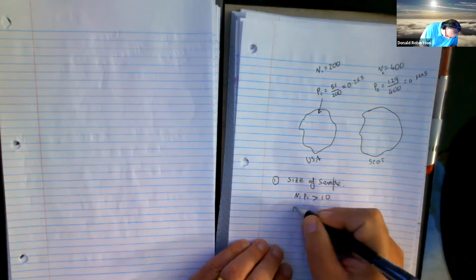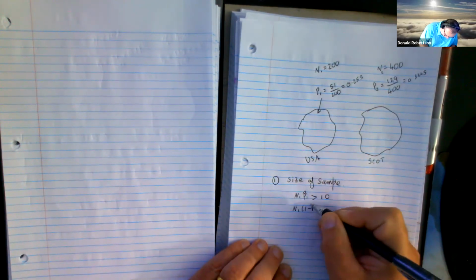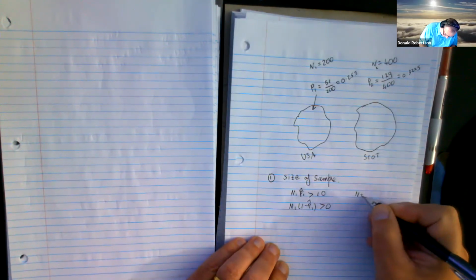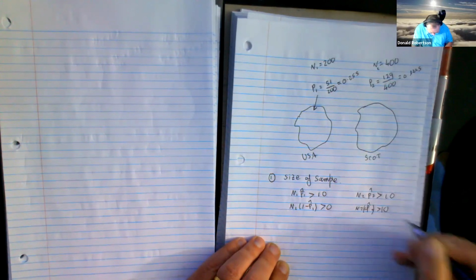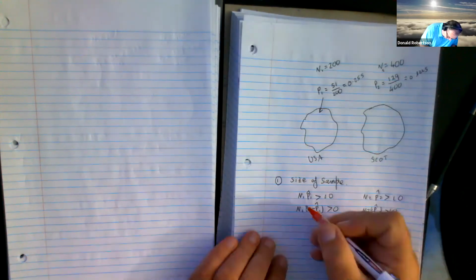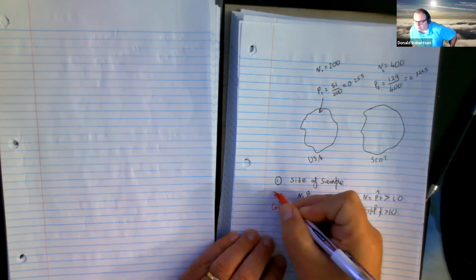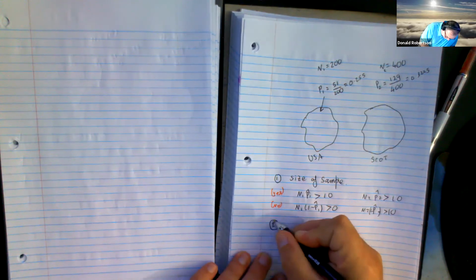Well, n1 p1 hat has to be greater than 10, n1 times (1 minus p1 hat) also has to be greater than 10, and the same holds for the second group. Essentially, what this means is that the people who said yes and the people who said no, there has to be at least 10 people in each group. So if you have 500 people and 82 said yes, and therefore the rest said no, that's totally fine. But if only 8 people said yes, even if 992 said no, that's not fine. Do not use confidence intervals to do anything. It's not a good idea.